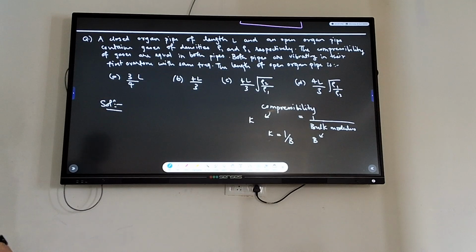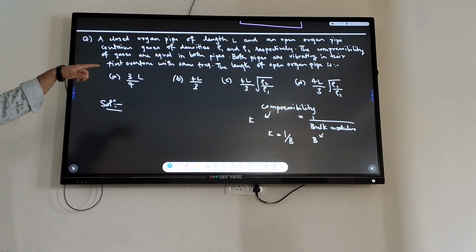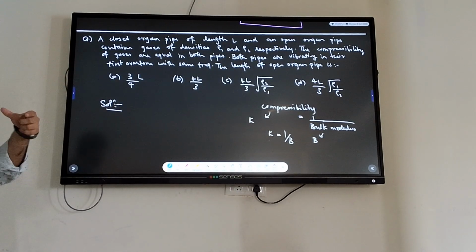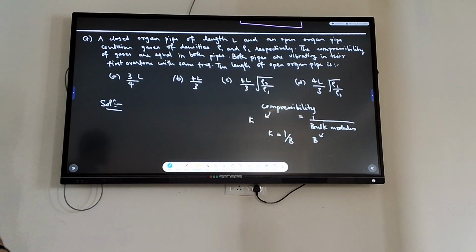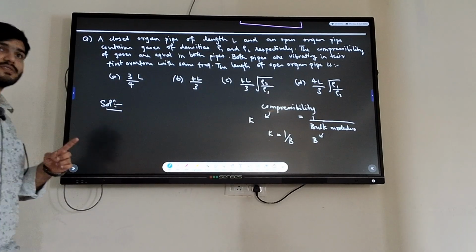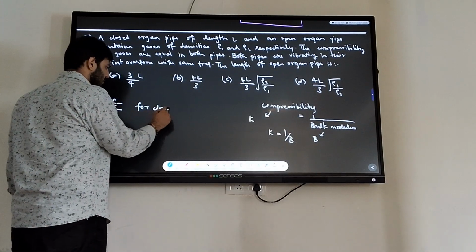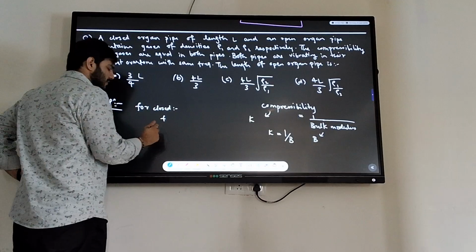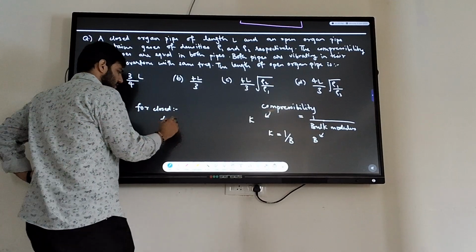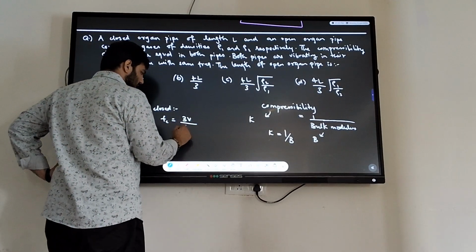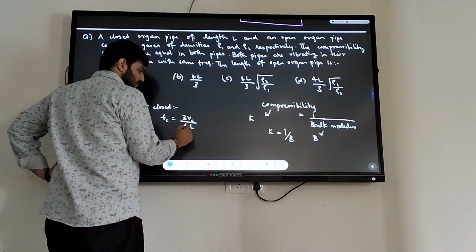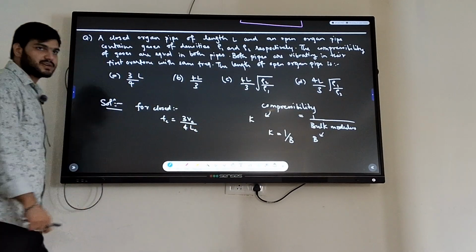A closed organ pipe of this length and another pipe have these densities in between. The medium inside them has these densities. The compressibilities are the same. That means the bulk modulus is the same. Both pipes are vibrating in their first overtone. So what is the first overtone for closed? First overtone is equal to 3v by 4l. But I think the velocity is going to be different and the length is also different.